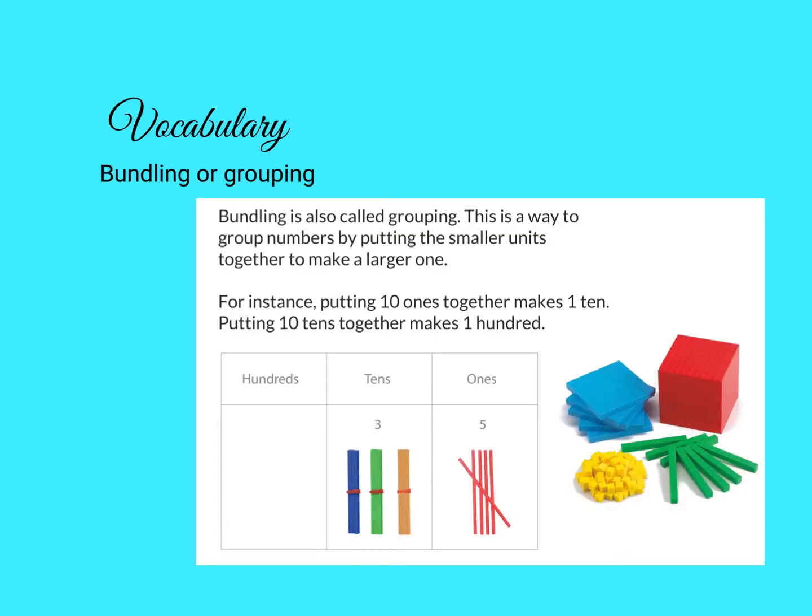And lastly, we have bundling or grouping. Bundling is also called grouping. This is a way to group numbers by putting the smaller units together to make a larger one. For instance, putting 10 ones together makes 10. Putting 10 tens together makes 100.